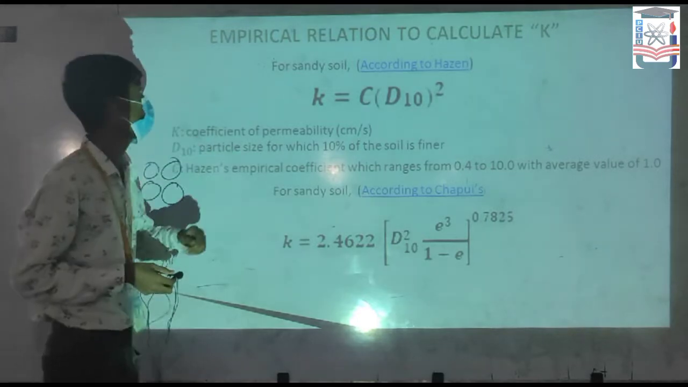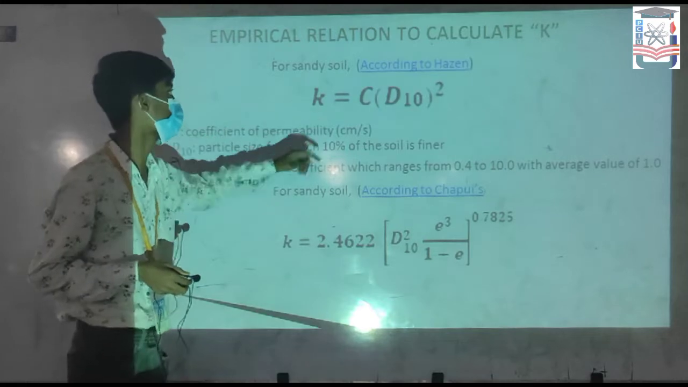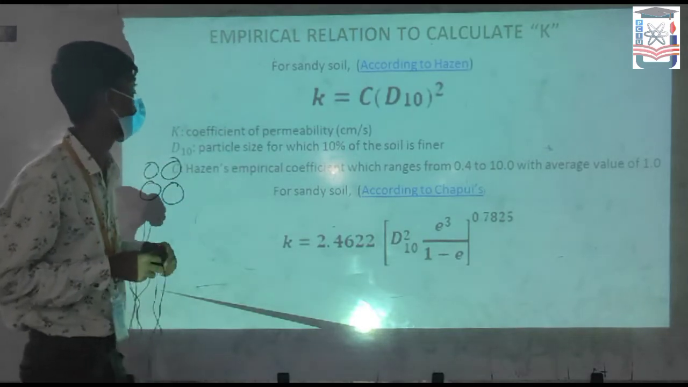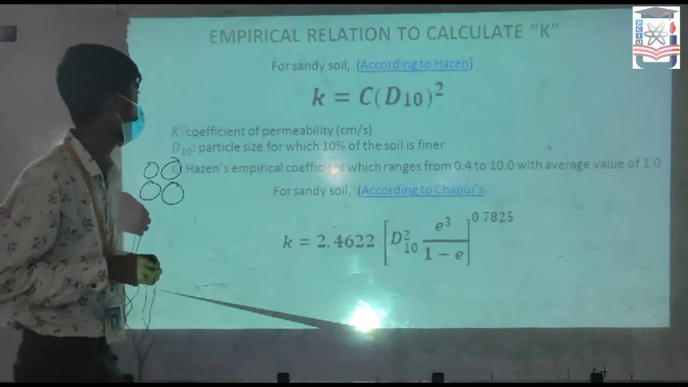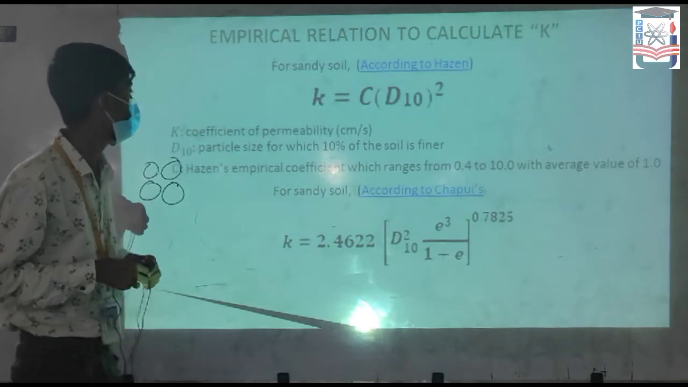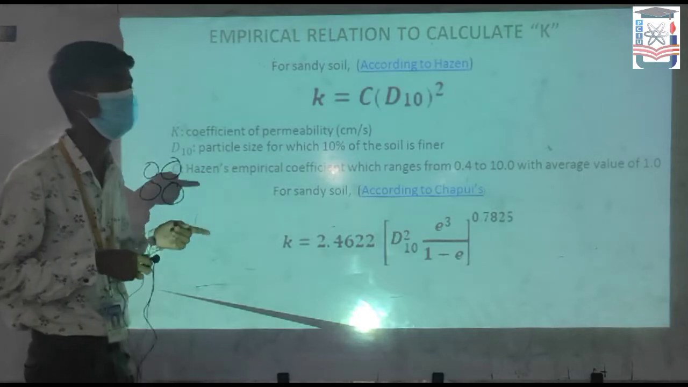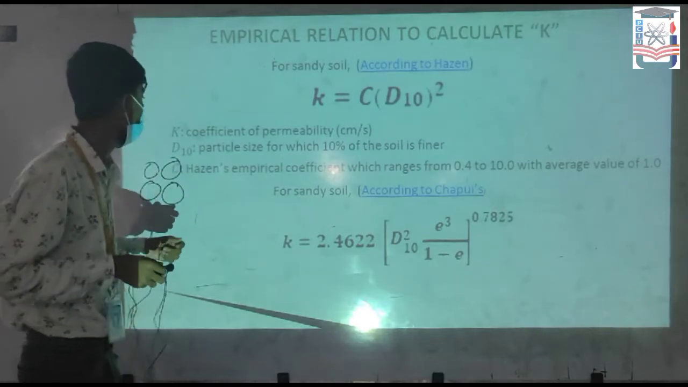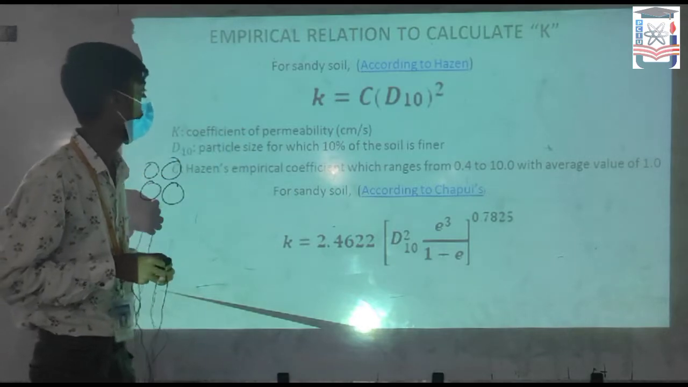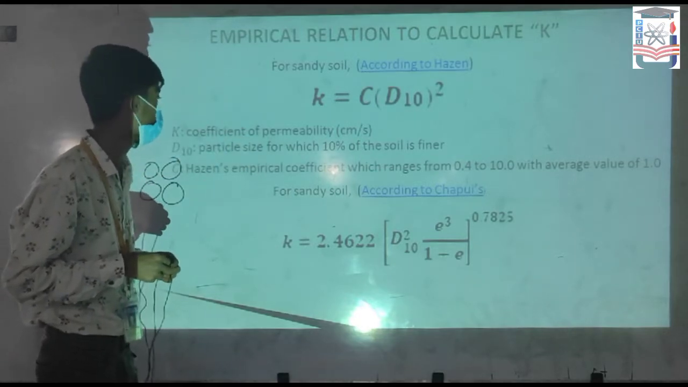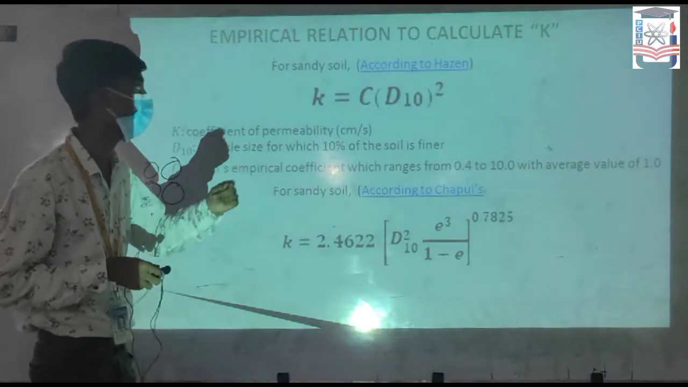Today I'll discuss empirical relations to calculate K. Here we can see an equation according to Hazen: K equals C into D10 squared. Here K is the coefficient of permeability, D10 is the particle size for 10% finer, which we get from sieve analysis, and C is Hazen's permeability coefficient. The value of Hazen's coefficient C is 0.4 to 10. The average value of C is 1.